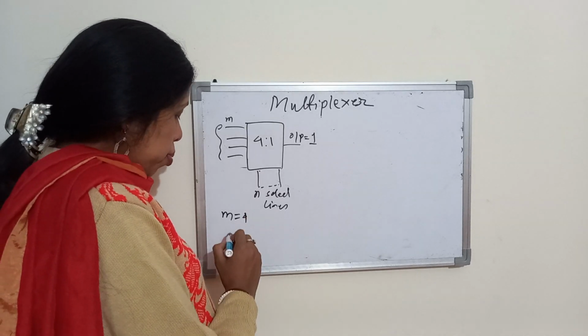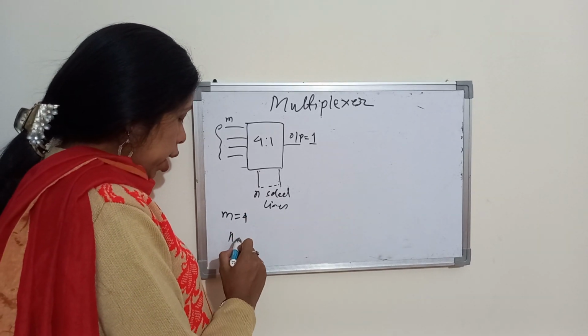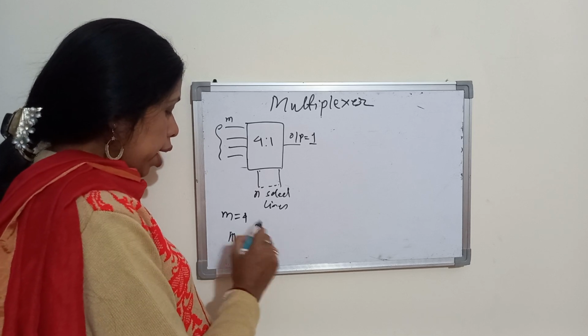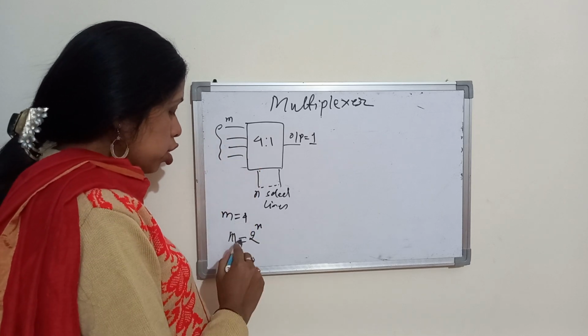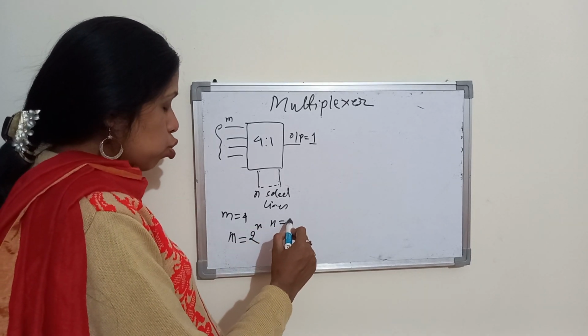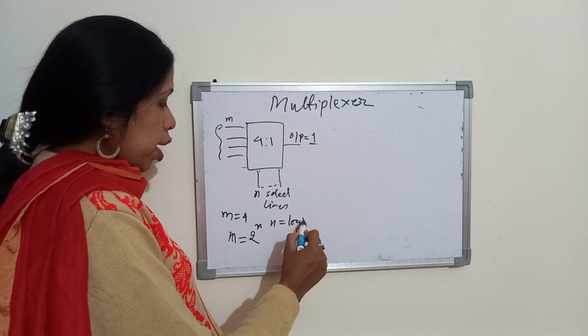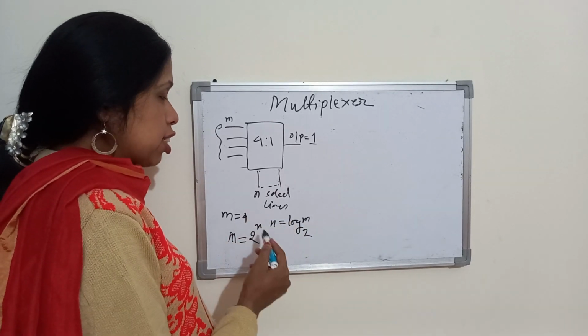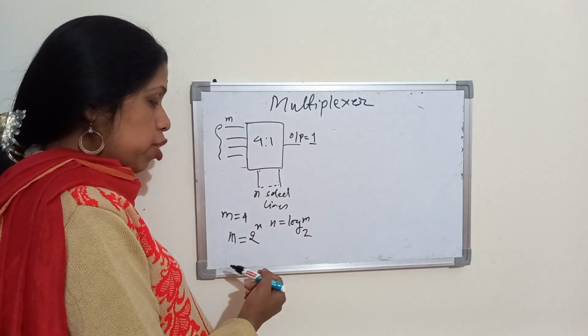So M is equal to 2 to the power n. Number of inputs is equal to 2 to the power number of select lines, or number of select lines is equal to log m base 2. So that is the relationship between number of select lines and the number of inputs.